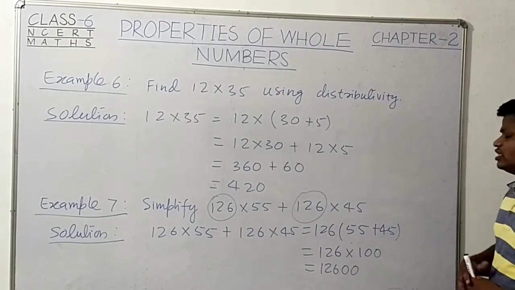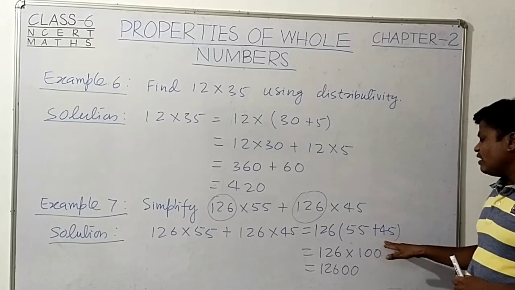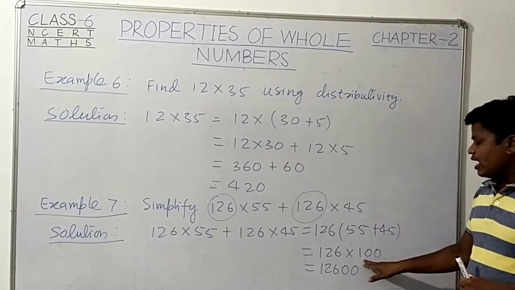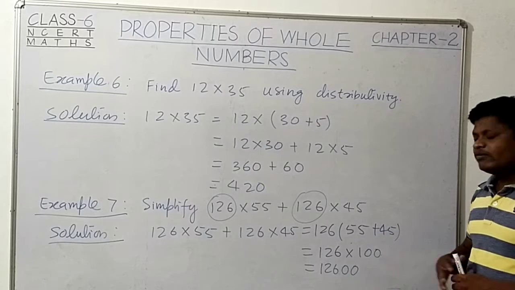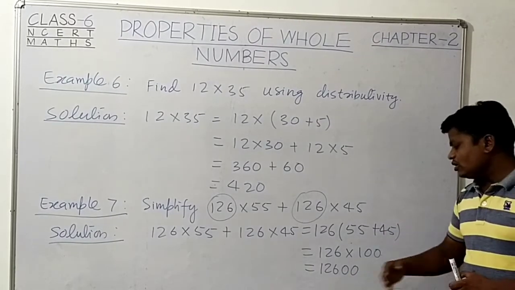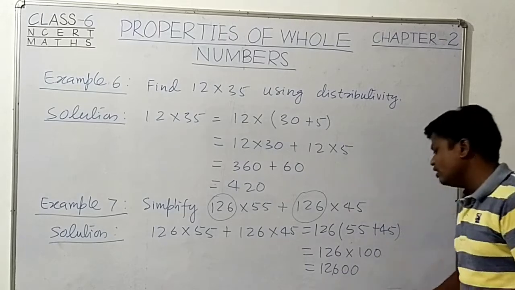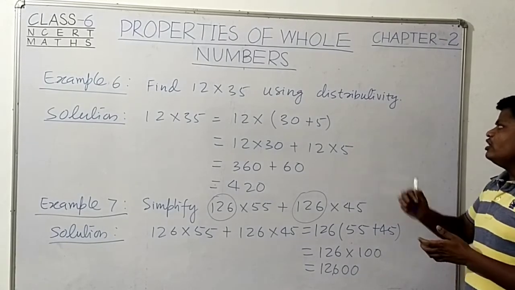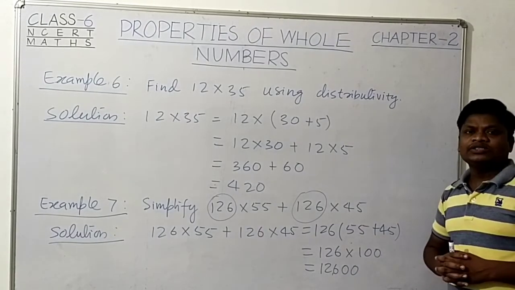Now the calculation will be very easy because we know that 55 plus 45 is equal to 100, and if I multiply 100 with 126, we will get 12600, right? So the answer is 12,600, right? So distributivity property को भी हम यूज करके इस तरह के क्वेश्चन कर सकते हैं.